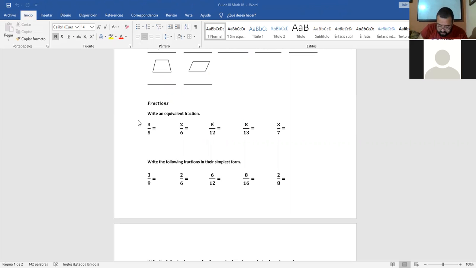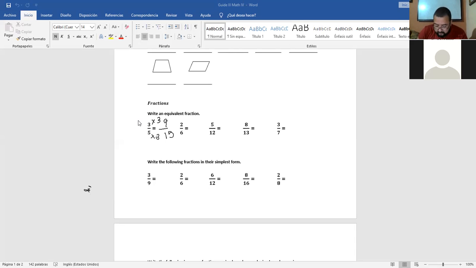In the example number one, we have 3/5. If we multiply 3/5 times 3 and times 3, the answer is going to be 3 times 3 equals 9, and 5 times 3 equals 15. The second exercise is 2/6. In this, we can multiply or divide if we want.